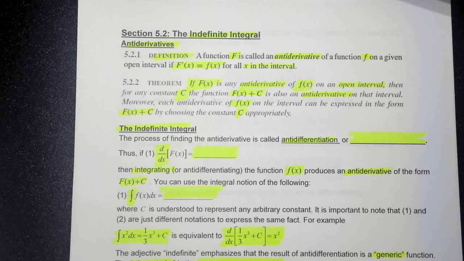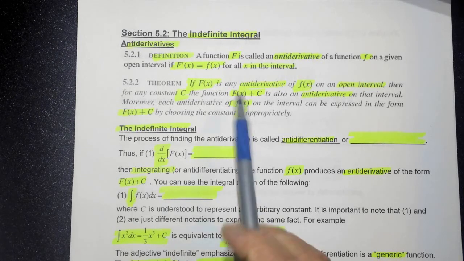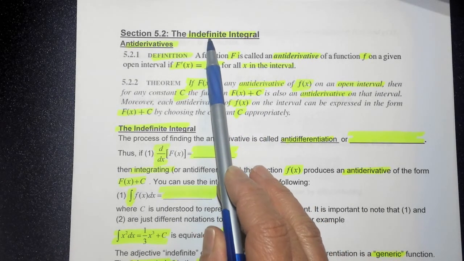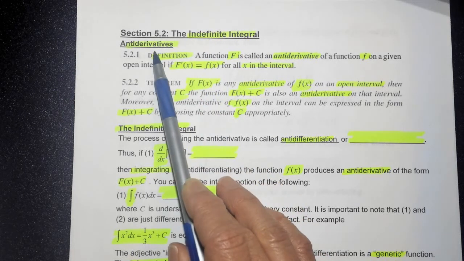So we've spent the first half of the year learning how to take the derivative, or differentiate, a function or series of functions, and now we're actually going to go backwards and take what's called the indefinite or definite integral, which is also known as the antiderivative.